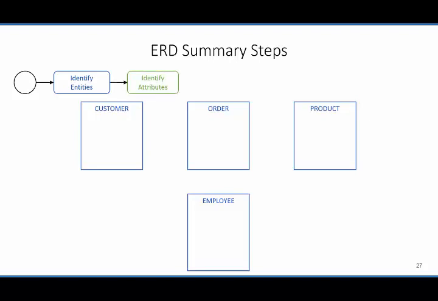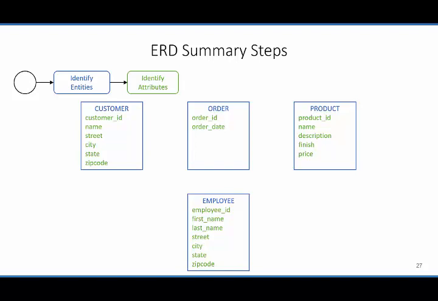The next step would be to identify the attributes. As far as the attributes of each one of these entities, you can see those as they've been provided on the slide. The next step is to identify the identifiers, those that are unique instantiations of the record that are different for every single record. So we're going to use customer ID, order ID, product ID, and employee ID as the identifiers for each of these entities.